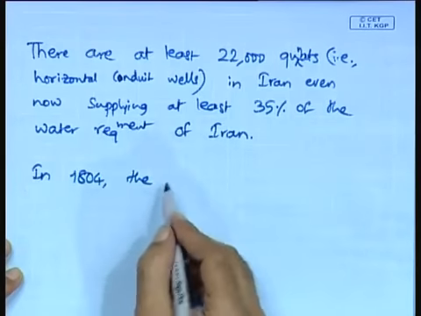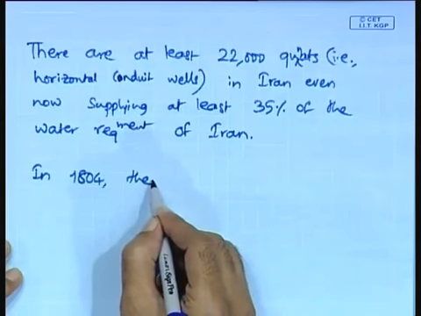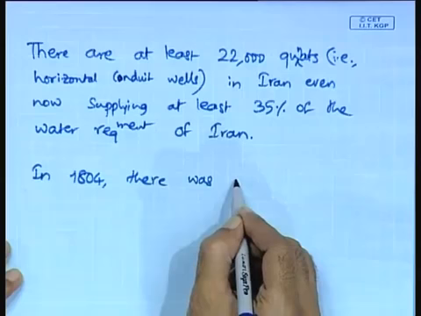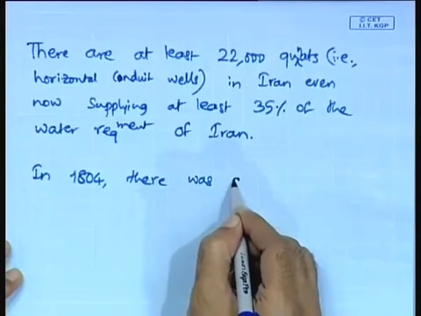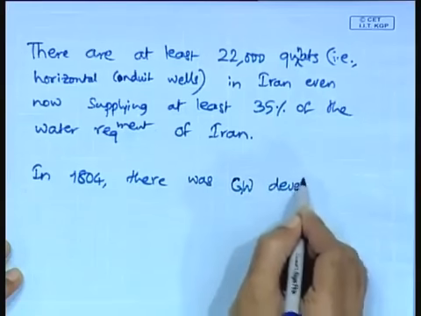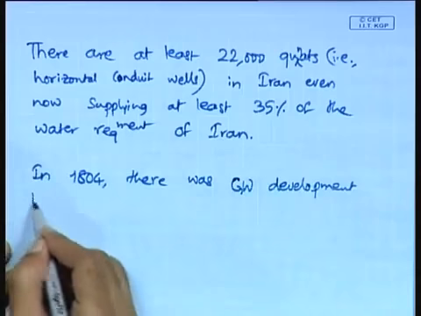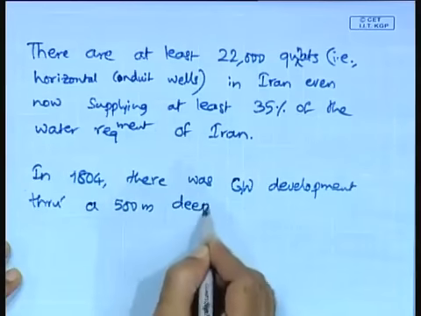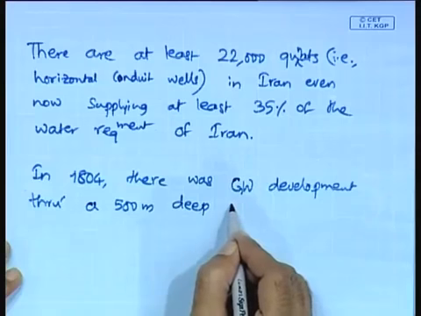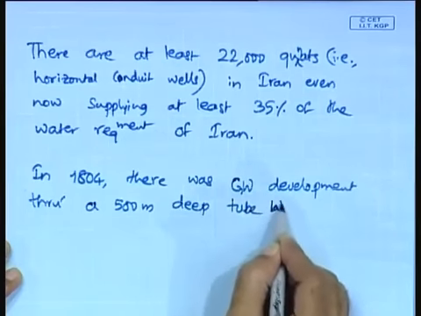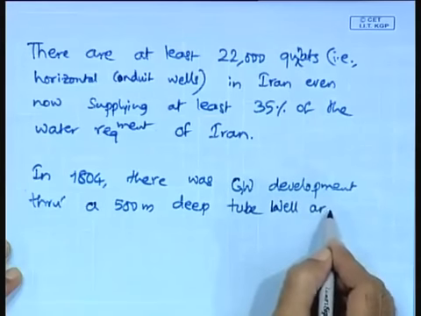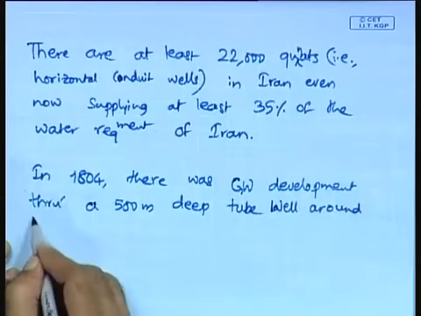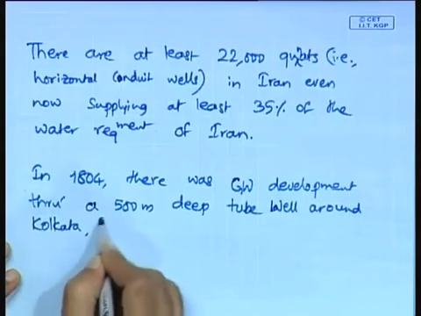And added to that, in 1804, there was groundwater development through a 500-meter deep tube well or bore well around Kolkata in India.